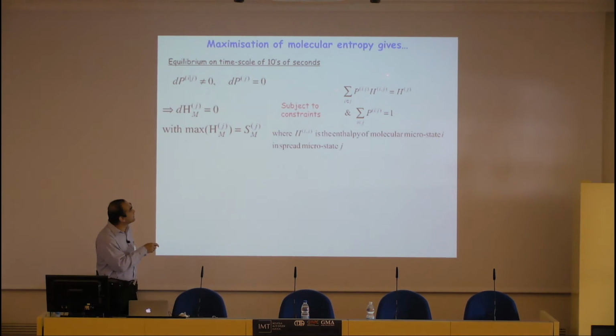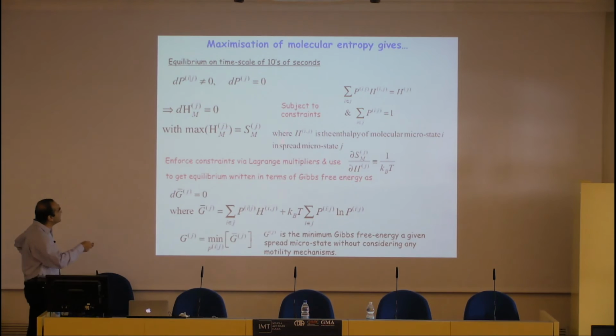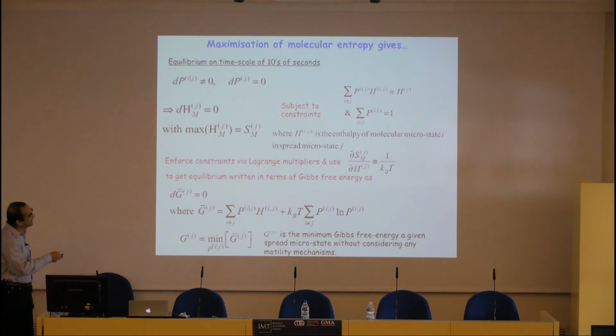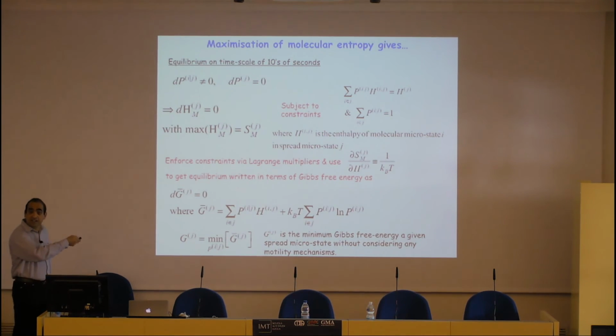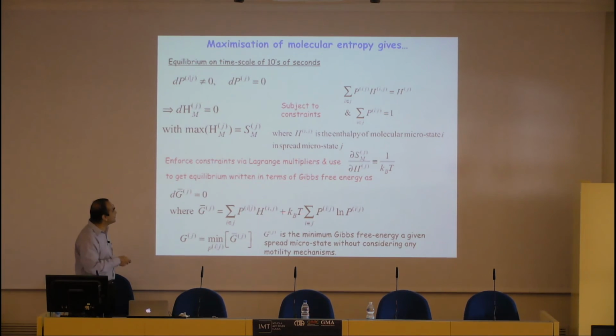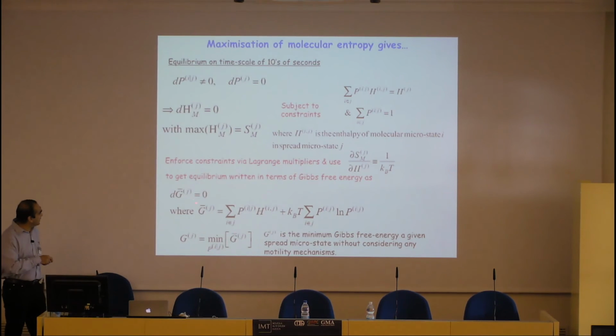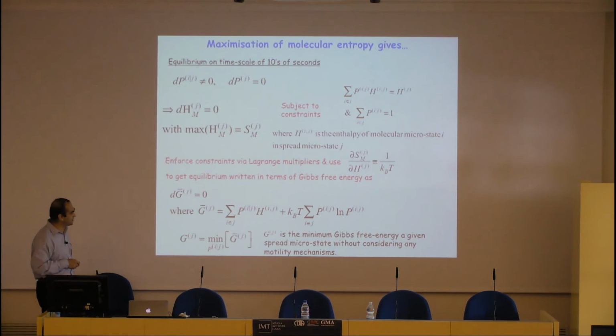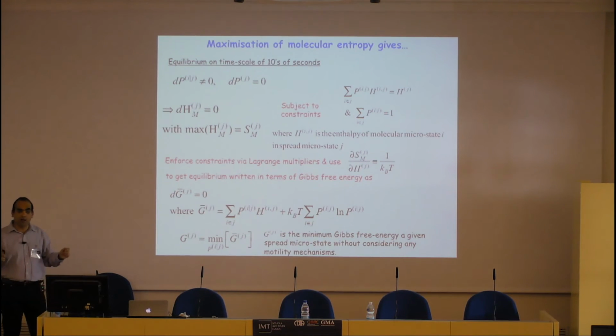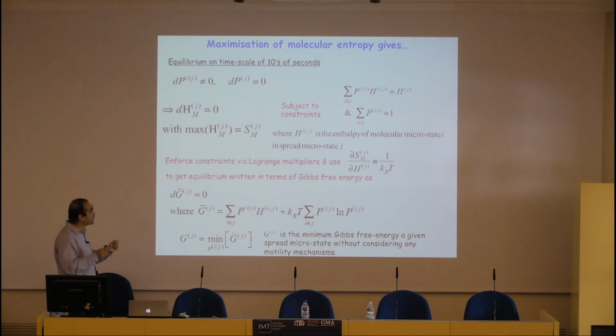You're going to maximize it subject to some enthalpy constraint, and of course the sum of the probabilities is 1. And this is what Gibbs did. He enforced those constraints by Lagrange multiplier. The Lagrange multiplier in this case turns out to be essentially the thermodynamic temperature, and you get the standard expression for the Gibbs free energy. And then, of course, the equilibrium will be when the variation in the Gibbs free energy is equal to 0. So that's what you get when you're saying that the spread macrostate is not changing, and you're getting only changes in the molecular microstate.